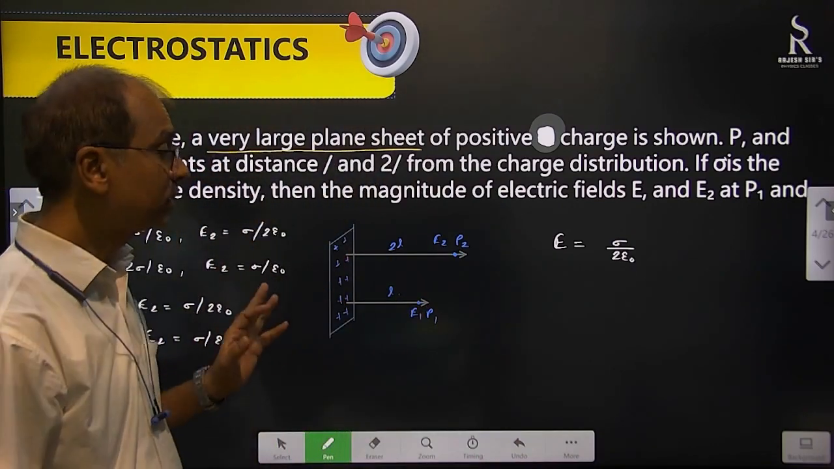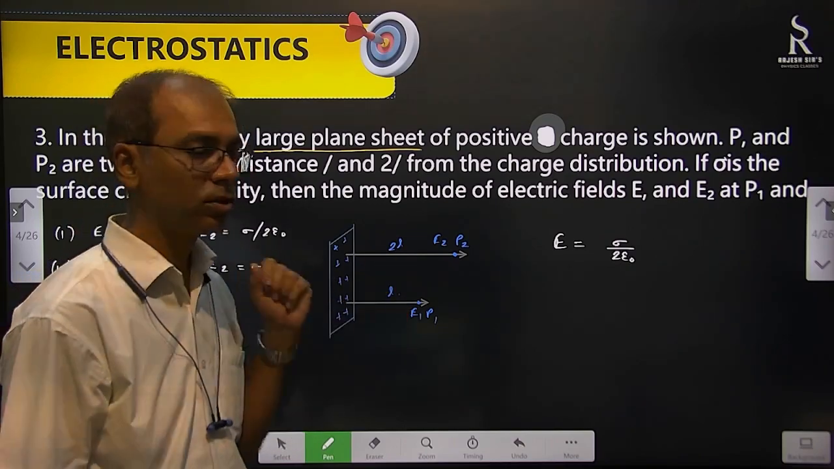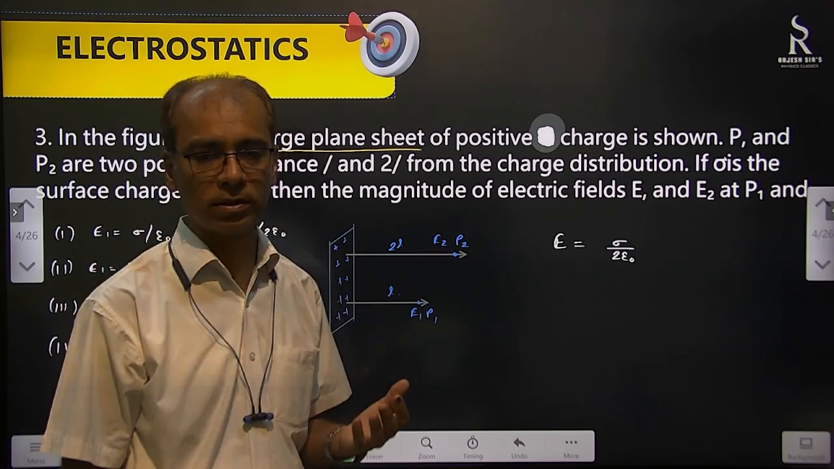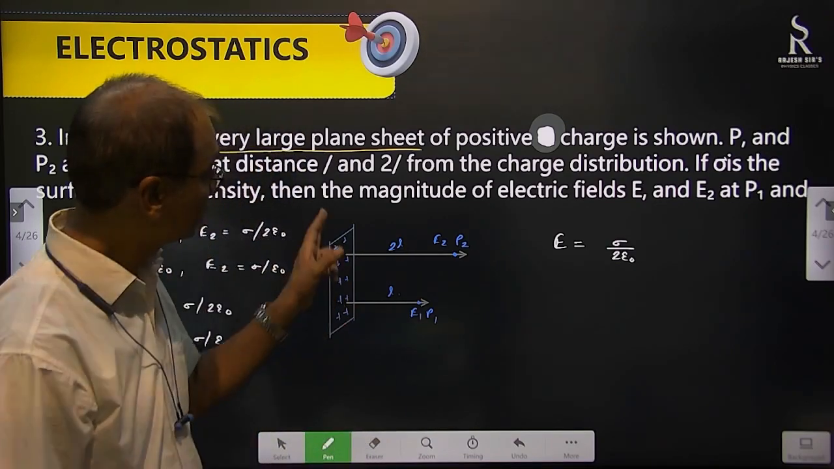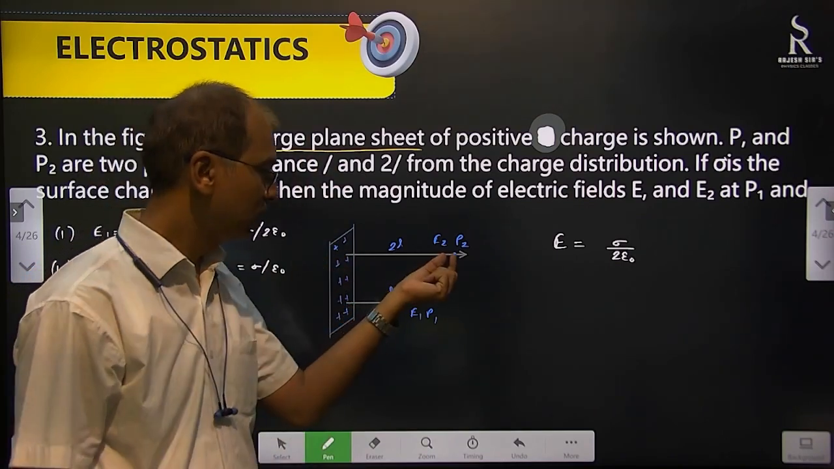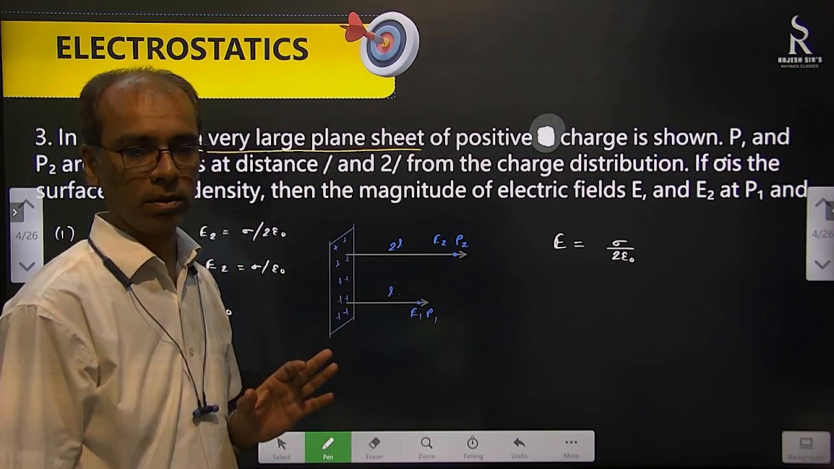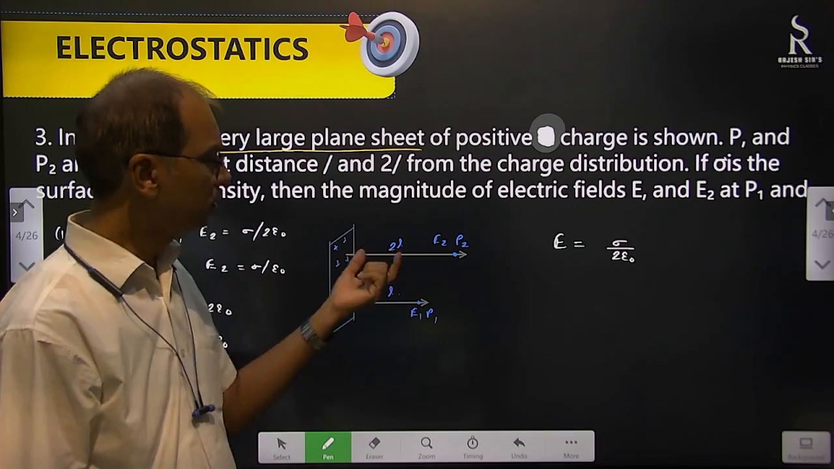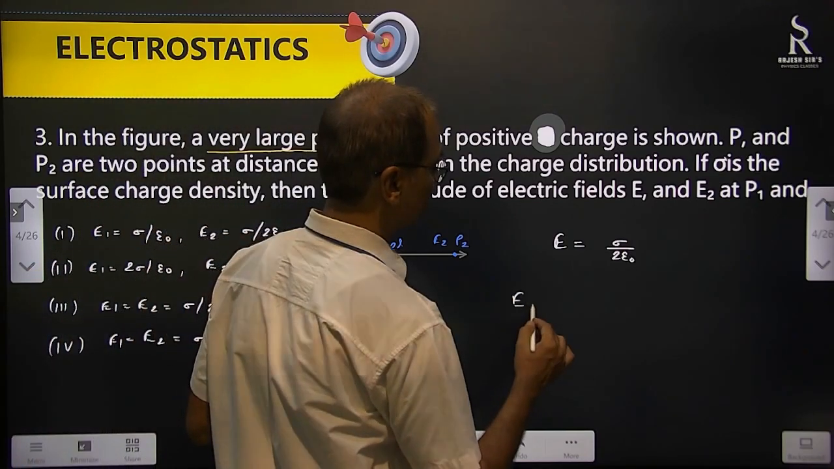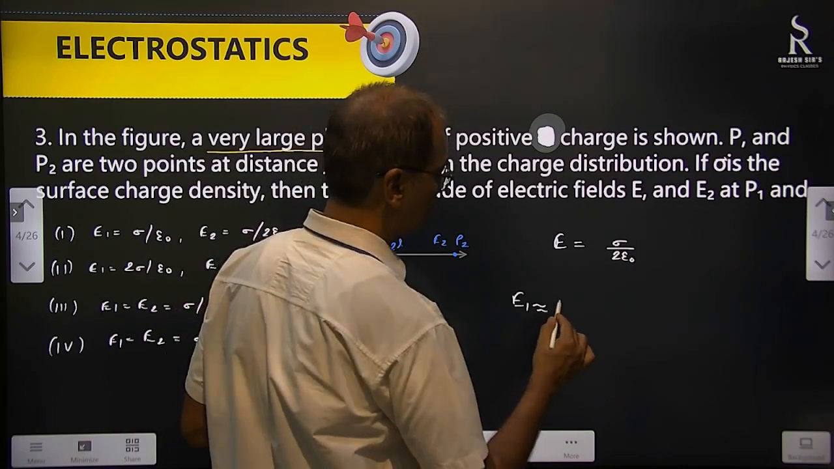Now the question is, how they are trying to confuse you. They are saying that this is at length L and this is length 2L. Normally what we say is you go away, electric field decreases. Correct. But since this is of very large size, infinite size, the variation in E2 and E1 will be negligible. So E1 will be almost equal to E2 only.